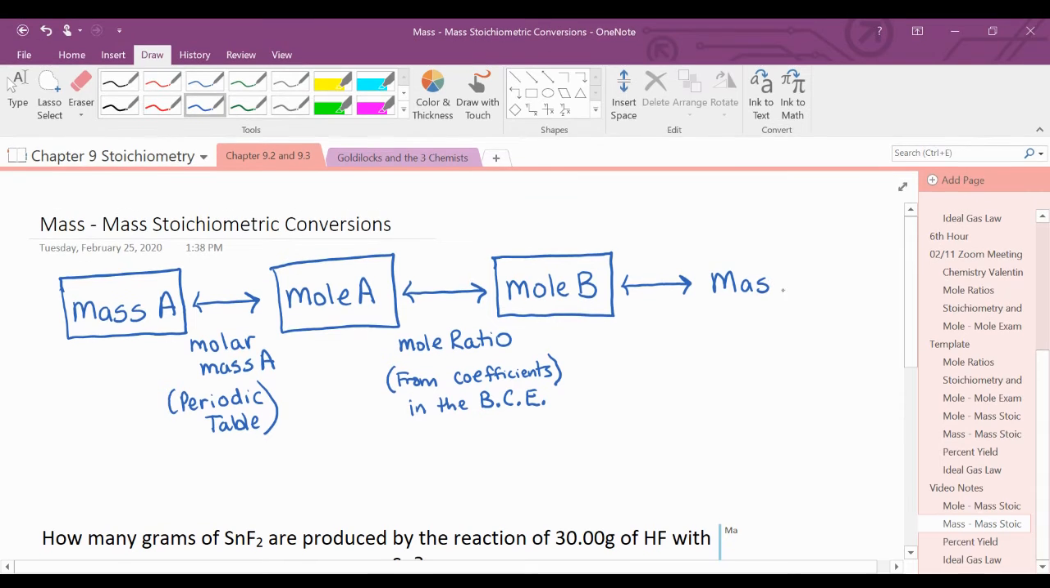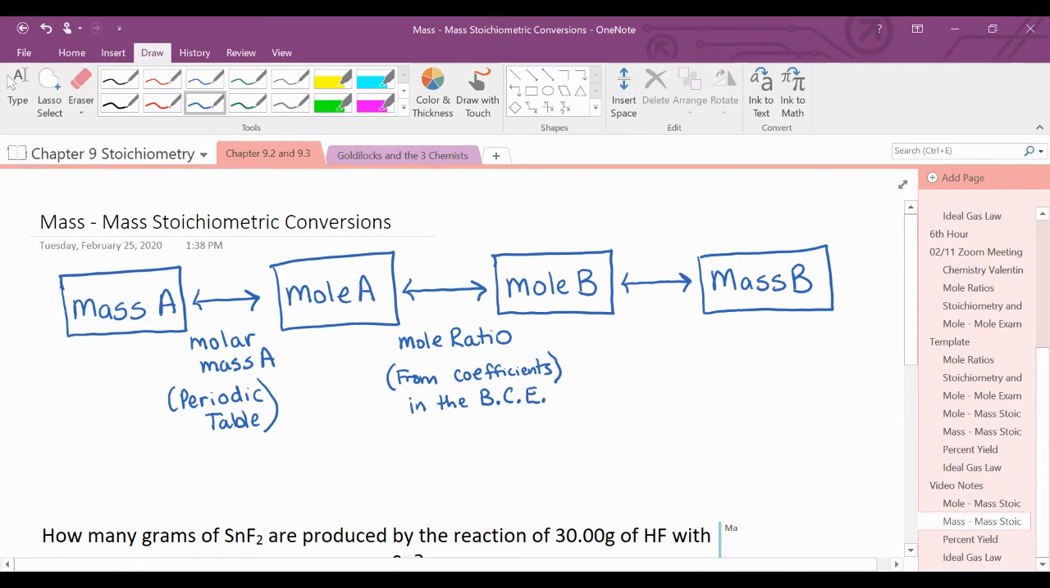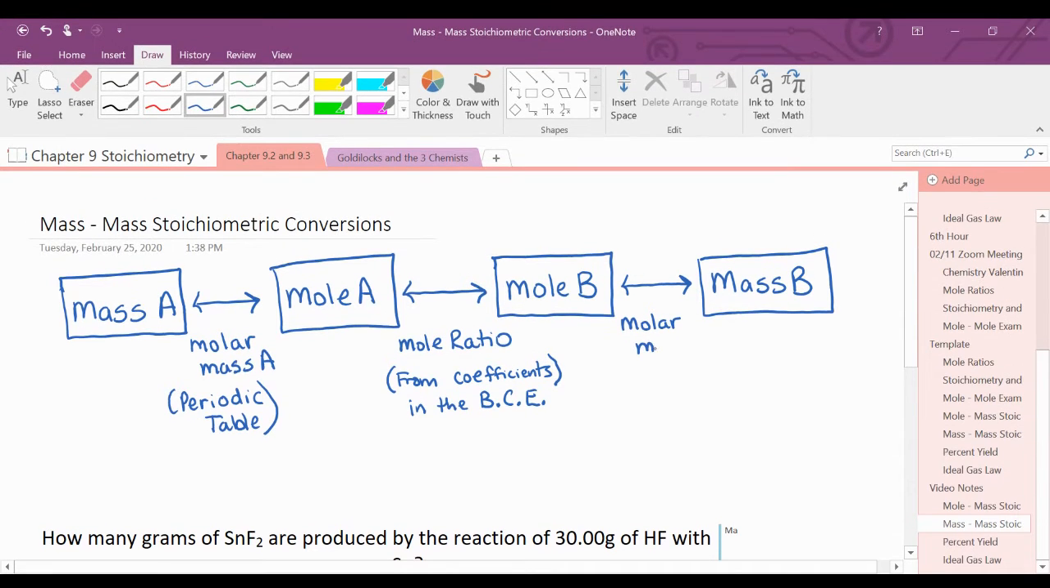And then finally, we're going to convert to the mass of B, and we're going to do that using the molar mass of B. Again, you'll need your periodic table.